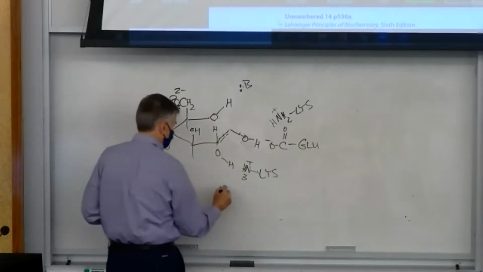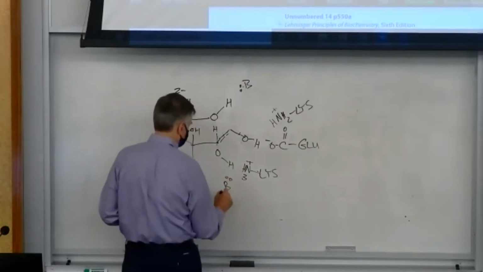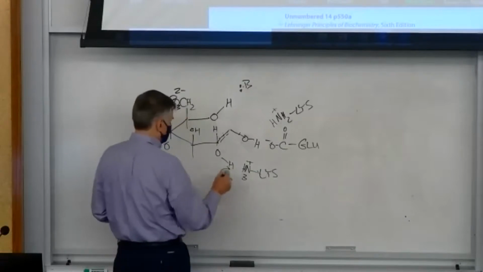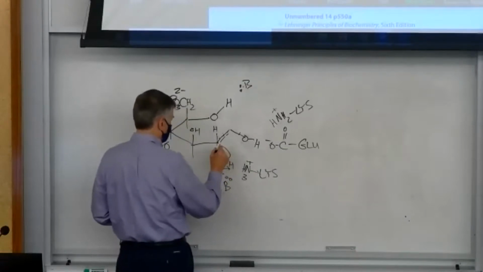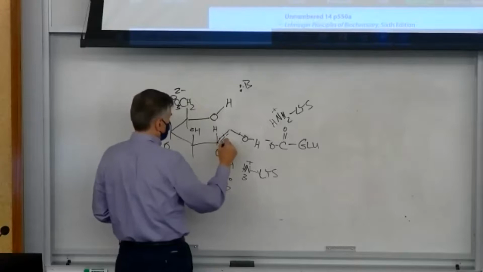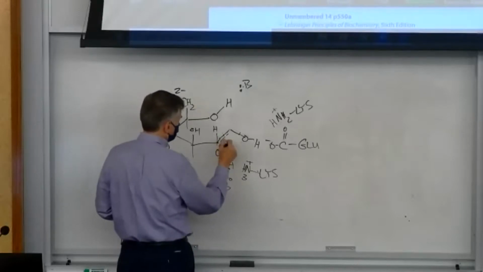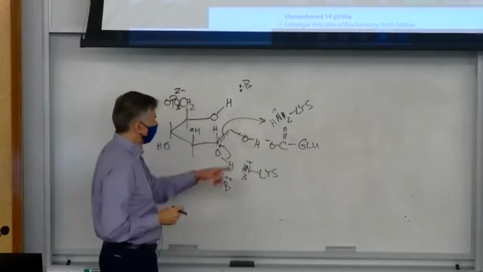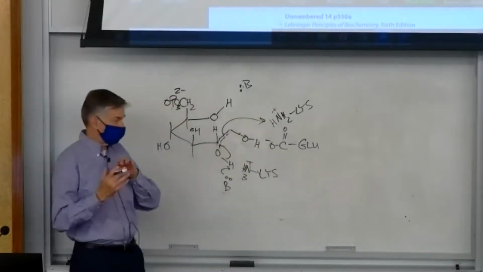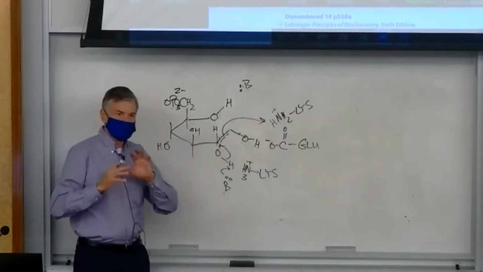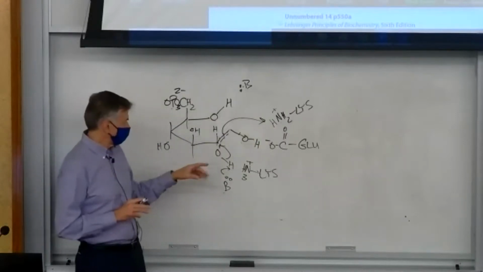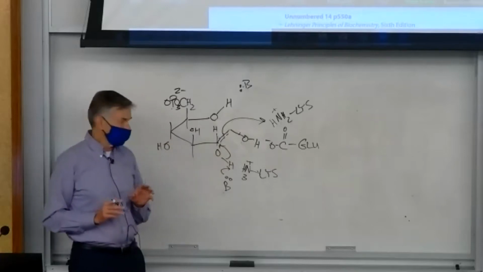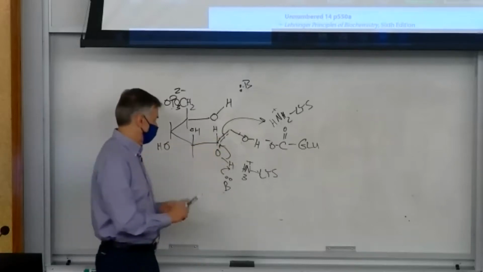And so that is the proposed mechanism, that there is a base, again, unspecified, that removes this proton. I now form a double bond here, and this pair of electrons comes out, and we will have it pick up a proton from one of the protonated lysines in the vicinity. I don't know if it's this one or that one. I'm not sure that anybody knows, but that is what happens.